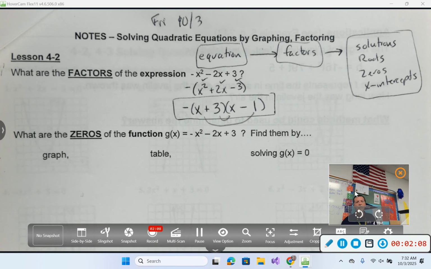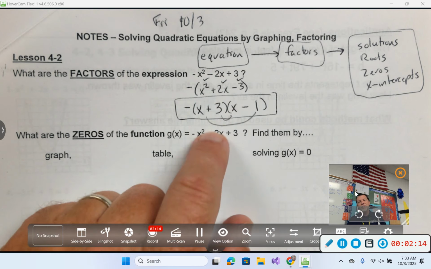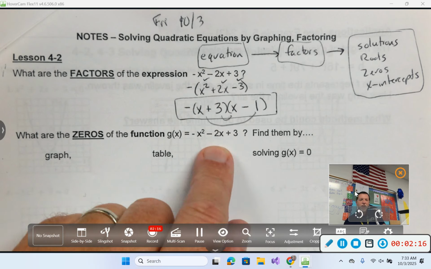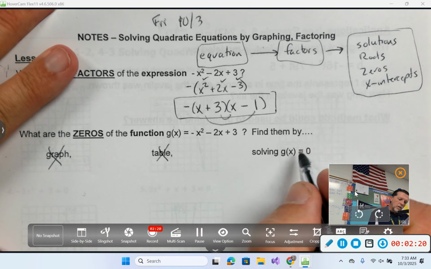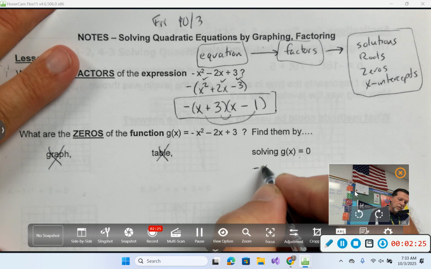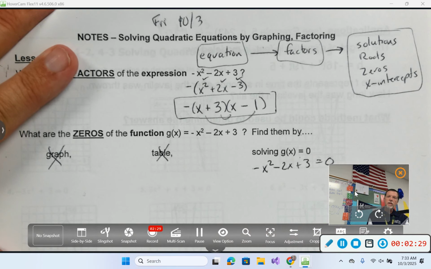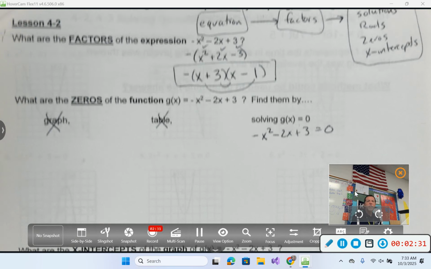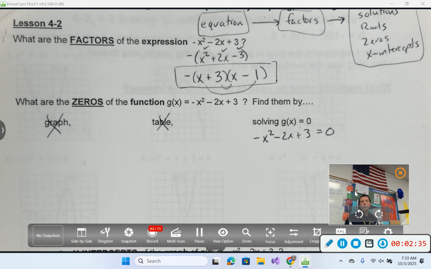The next line says, what are the zeros of the function? And it took me a year before I realized, oh wait, that's the same function. So we already had it factored. We are not going to solve it by graphing or by table. We are going to find them by setting that equation equal to 0. Right, so we set it equal to 0. Then we can find our zeros, solutions, roots, x-intercepts.